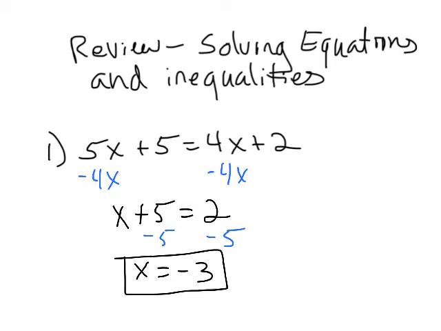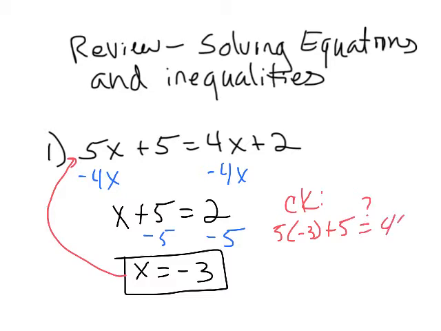You can always check your solution by substituting it back in. So if you want to check, it's 5 times negative 3 plus 5, and that should be equal to 4 times negative 3 plus 2. Negative 15 plus 5, negative 12 plus 2, we've got negative 10 is equal to negative 10, so we are good.